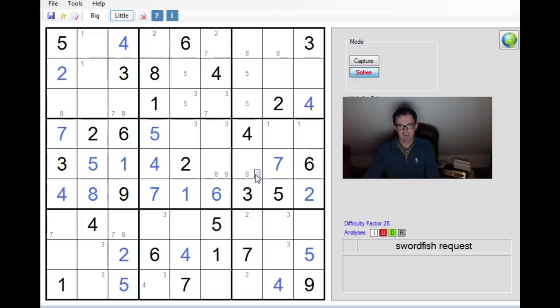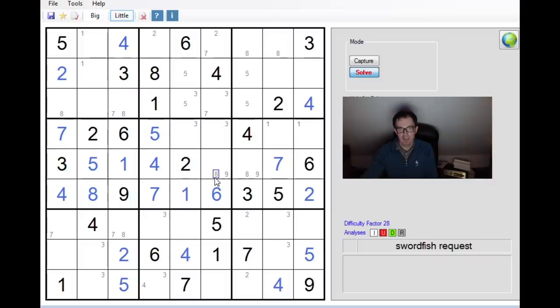I'm just going to pencil mark this for a moment while I just stare at the grid, if that's all right. 8 and 9. Yes, okay, now here's another bit of, this is a very clever puzzle, actually. So we've got an 8 and a 9 locked into these two squares.